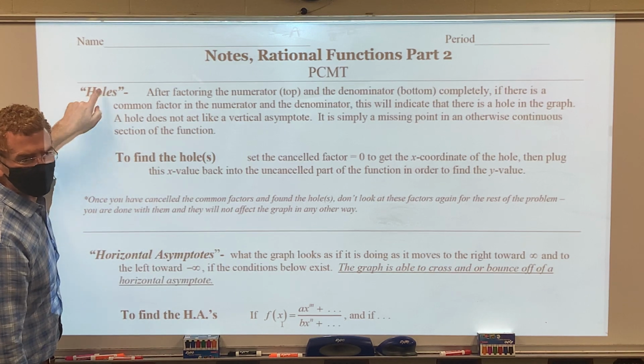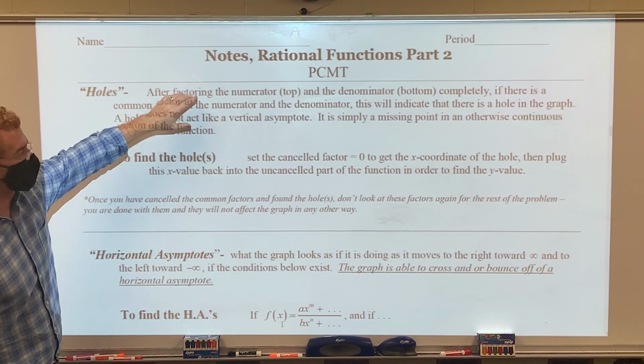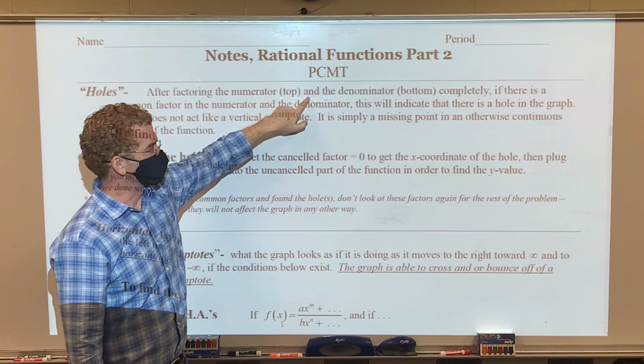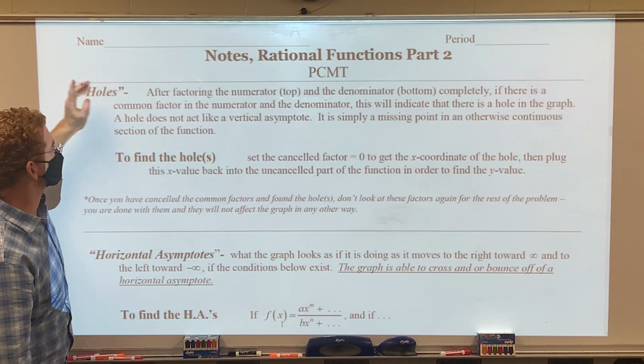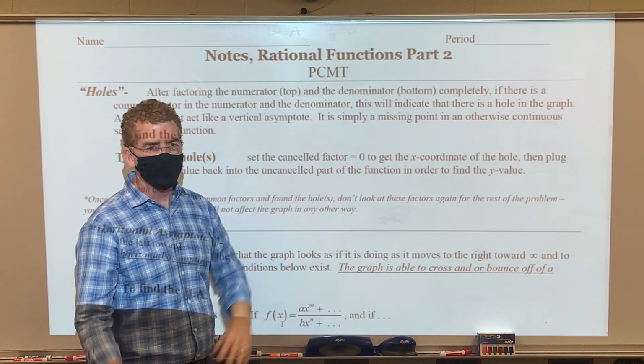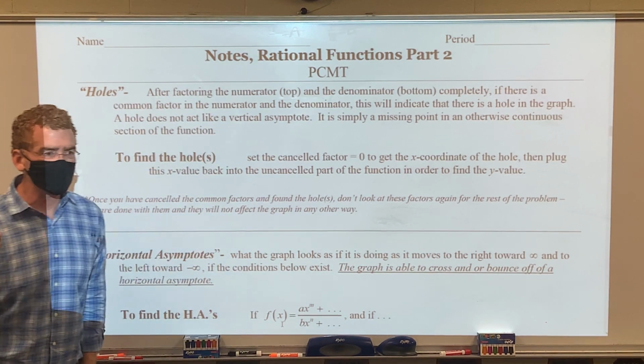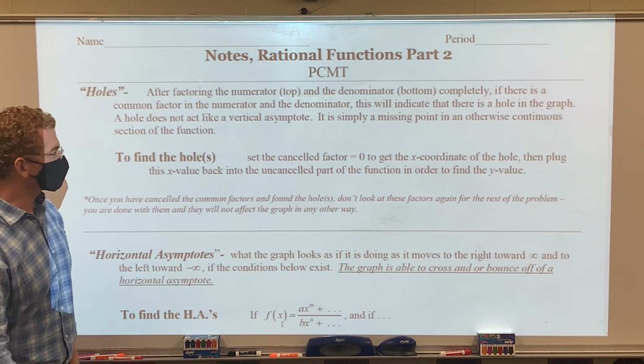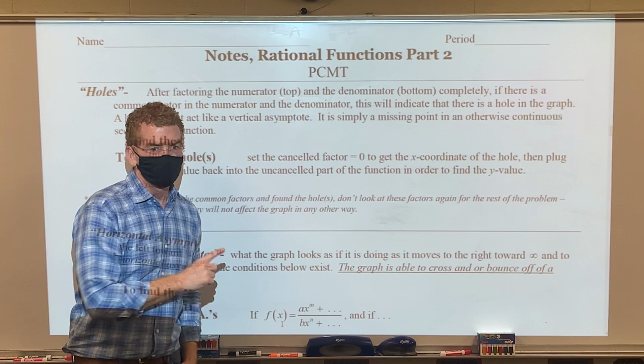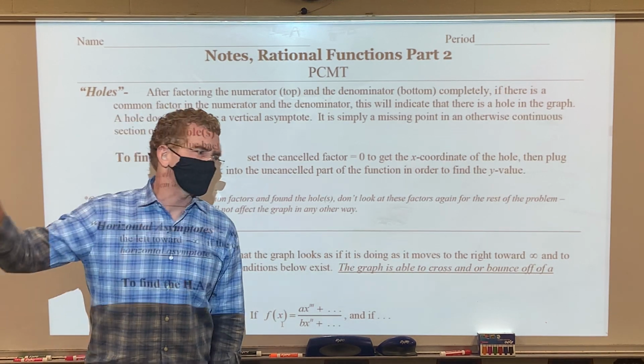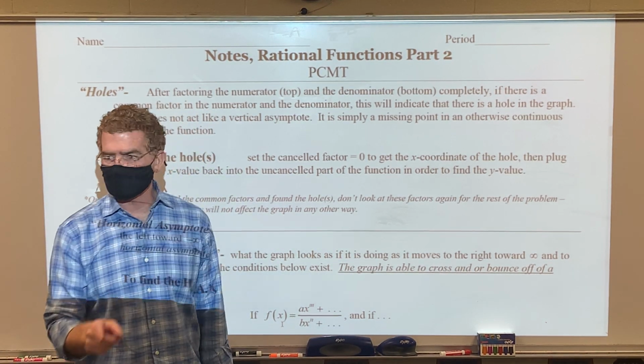All you have to do to find holes is to get it factored, and find any common factor. Once you've factored it, if you factor something out of the numerator and the denominator, there's a hole at that x value. So if I cancel out an x minus 2, there's a hole at 2. If I cancel out an x plus 6, there's a hole at negative 6.